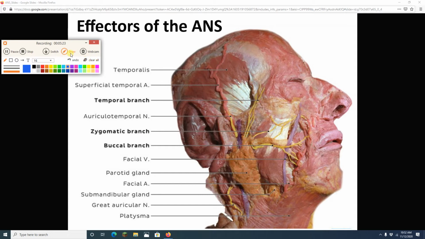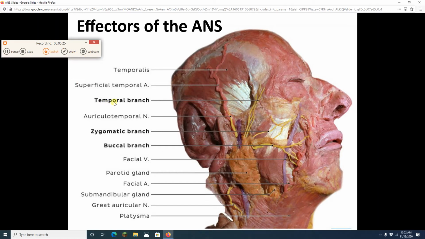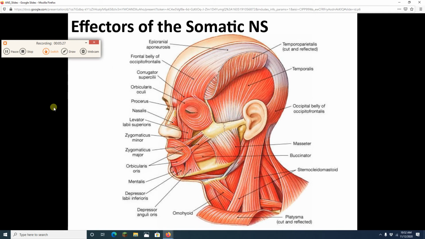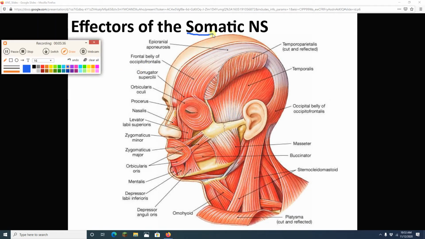They're all involuntary. What we want to do right now, though, is contrast that to the somatic nervous system. Remember, of course, somatic has this part of the word right here, soma. Soma means body.